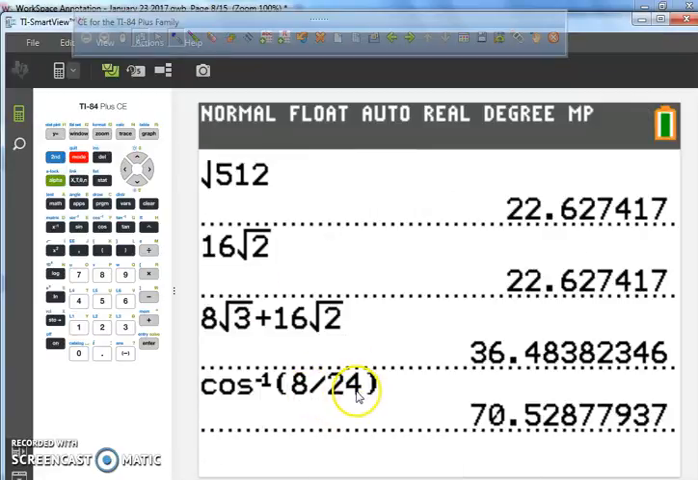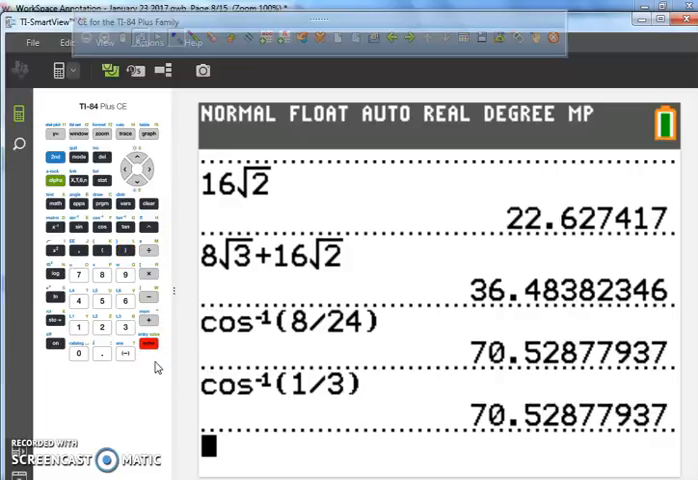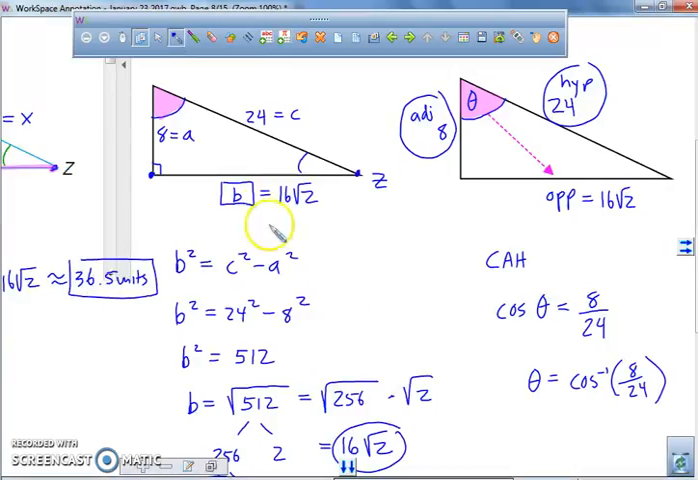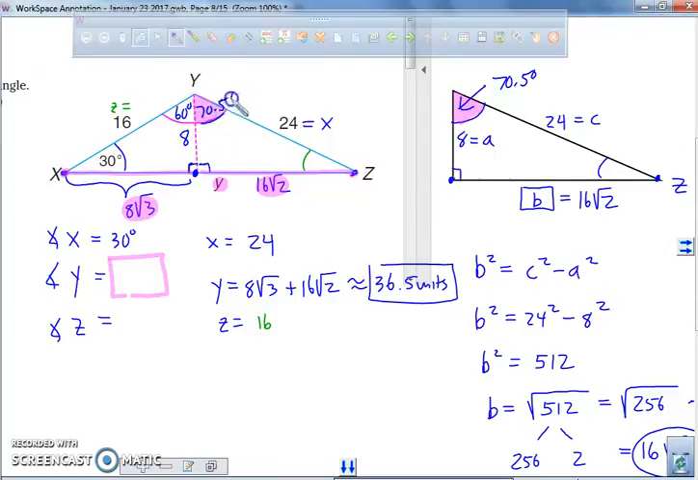Now, 8 over 24, that reduces to what fraction? 1 over 3. Second cosine, if you reduce the fraction, guess what? Same thing. So what's the measure of our angle? 70.5 degrees, which means this angle right in here is 70.5 degrees. So if this angle is 60 degrees, and this angle is 70.5 degrees, what is the whole measure of angle y? 60 plus 70.5 degrees, which is 130.5 degrees.